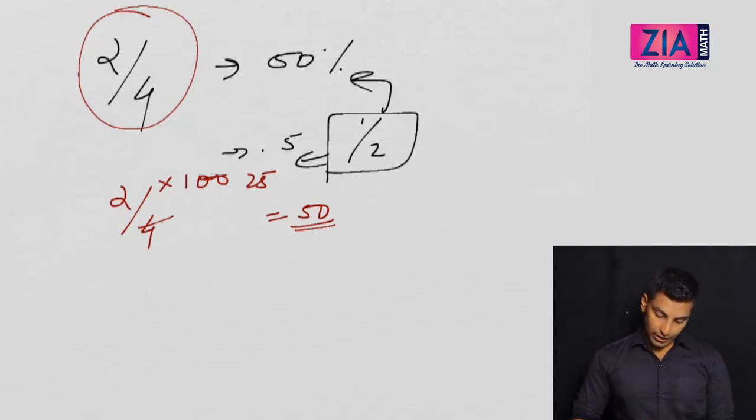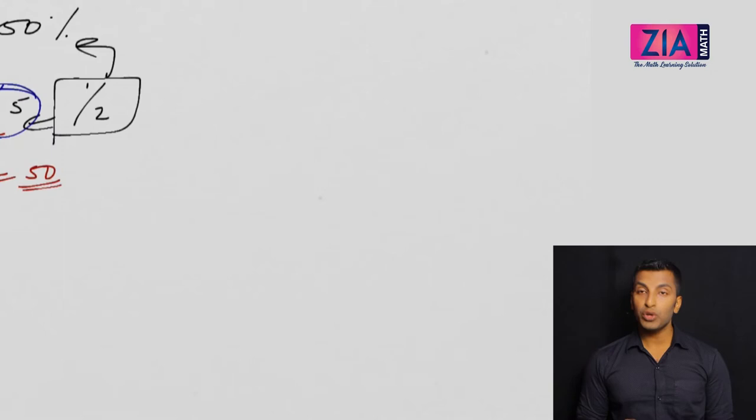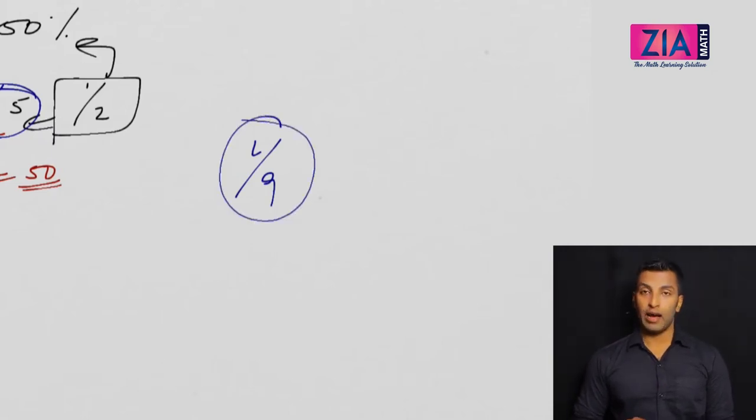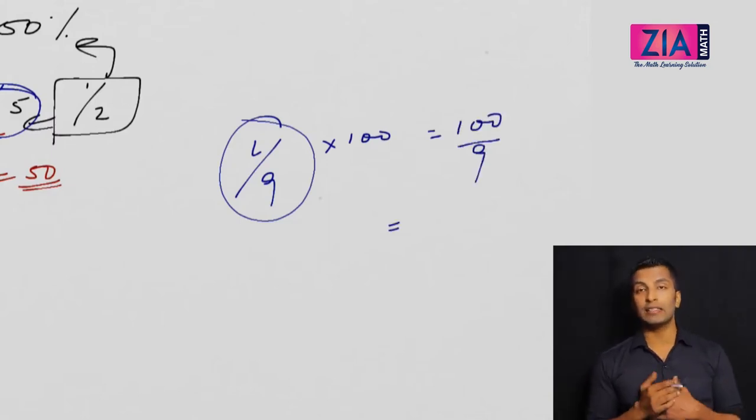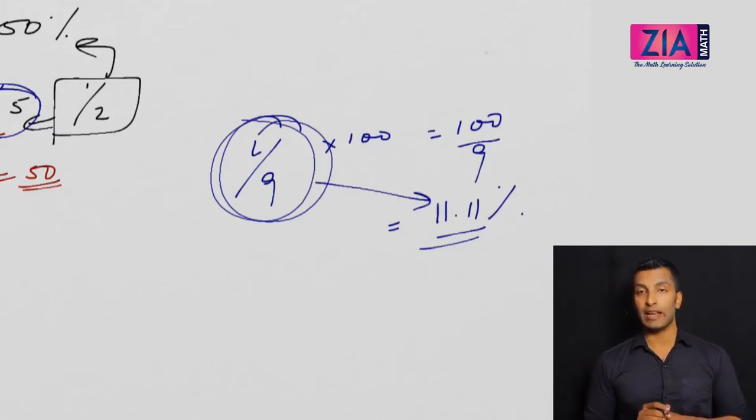Now ratio can also be understood as decimal values. That's what we have seen here: 2 by 4 is nothing but 1 by 2, and 1 by 2 is nothing but 0.5. Now how to find the percentage value? Let's suppose you have 1 by 9. How to convert this into percentage? Just multiply by 100, so this is nothing but 100 by 9. We know 100 by 3 is 33.3, so 100 by 9 means divide again by 3, and you'll get 11.11. This is the percentage equivalent of this ratio. So 1 by 9, if you convert into percentage, is 11.11.